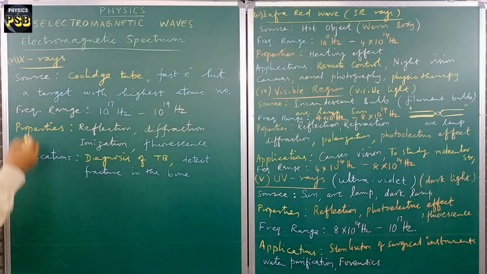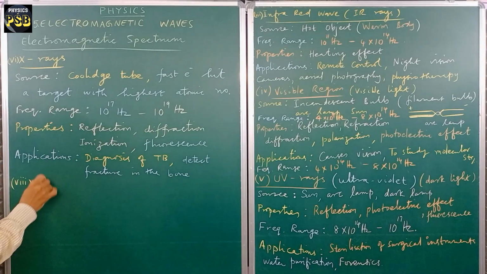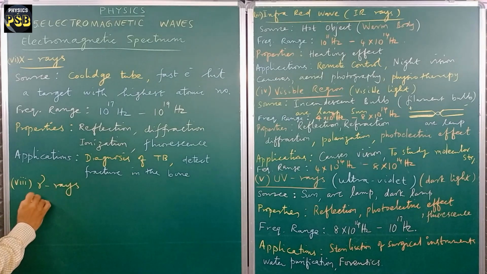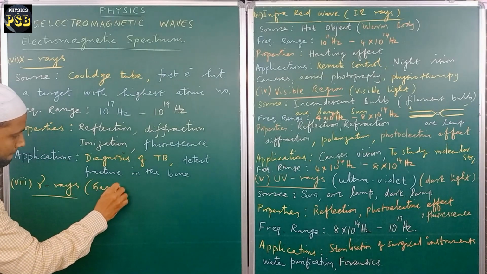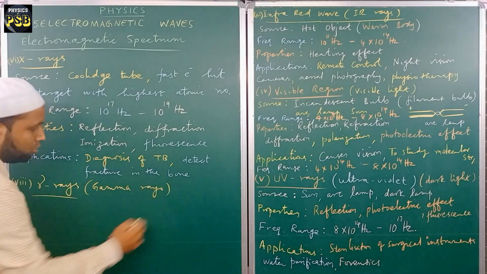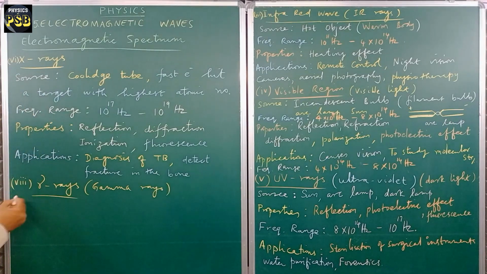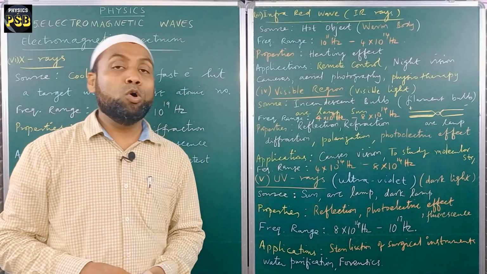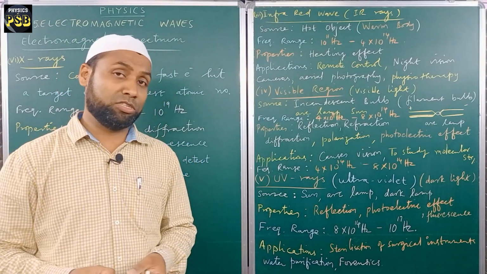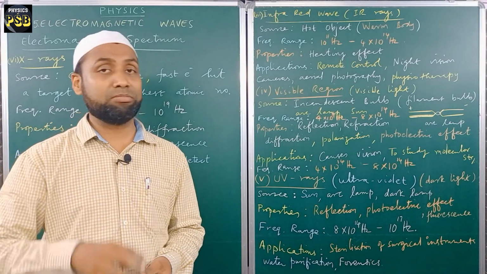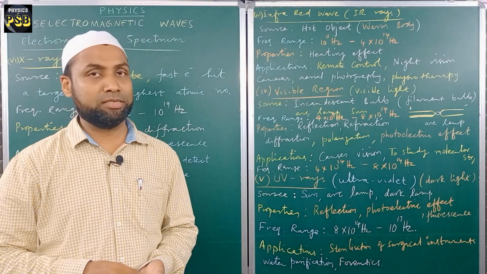Now, we will go to the last part of the electromagnetic spectrum. That's nothing but gamma rays. This is the symbol of gamma rays. What are the sources of gamma rays? All kinds of radioactive substances. Now, there are certain elements whose nucleus emits radiation continuously. We call such a substance a radioactive material or radioactive substance.